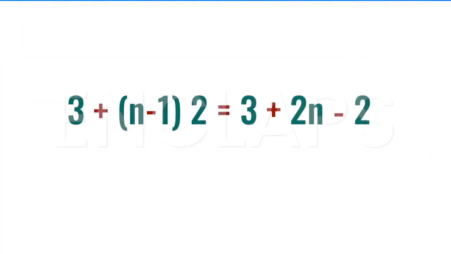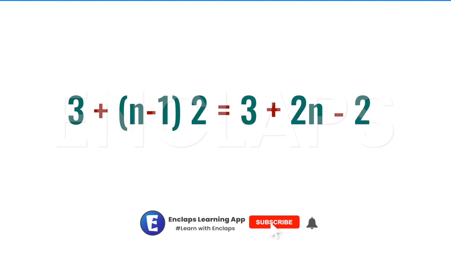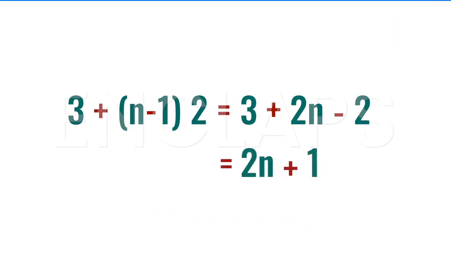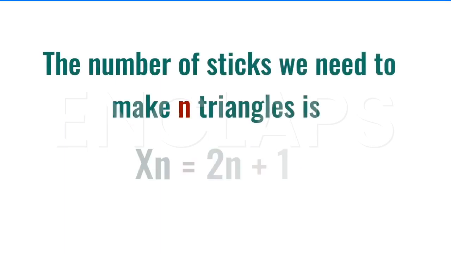In algebraic form, this can be written as 3 plus (n minus 1) into 2, which is equal to 3 plus 2n minus 2, which is equal to 2n plus 1. That is, the number of sticks we need to make n triangles is xn is equal to 2n plus 1.